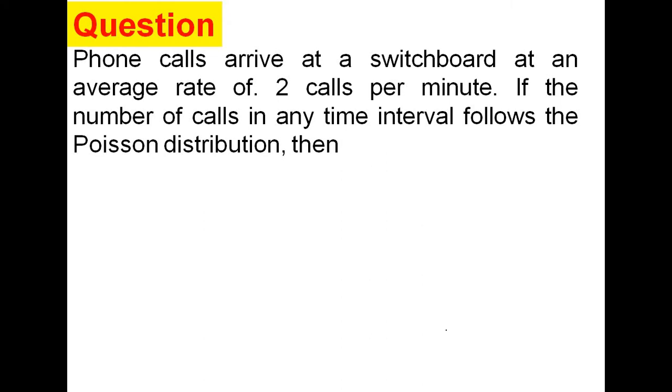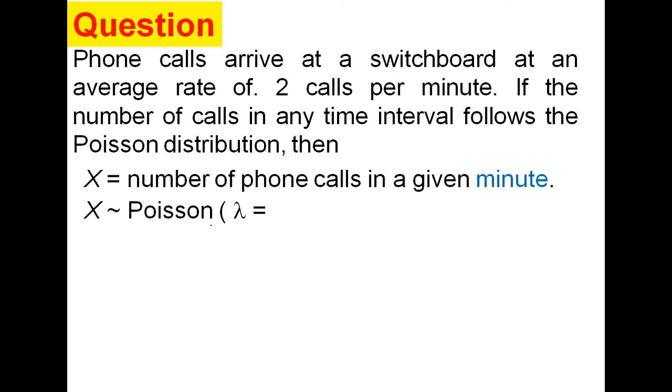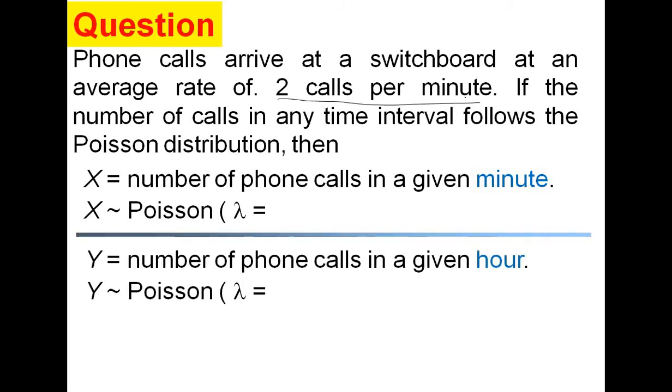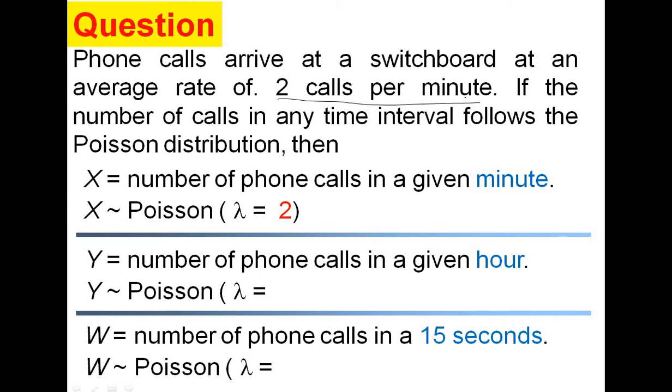And next, a phone call arrived at a switchboard at an average rate of 2 calls per minute. If the number of calls in any time interval follows the Poisson distribution, then let's say x equal to the number of phone calls in a given minute. Now we know that the question said average 2 calls per minute. So in a given minute, we will have 2. And next, in a given hour, 1 hour we have 60 minutes. So 60 multiplied 2, we have 120.